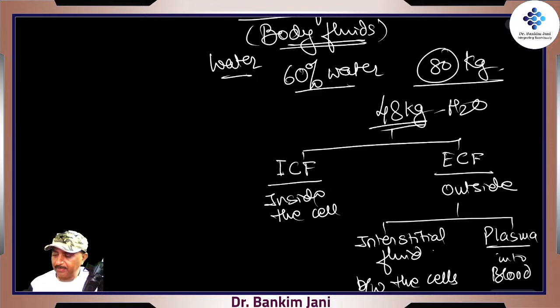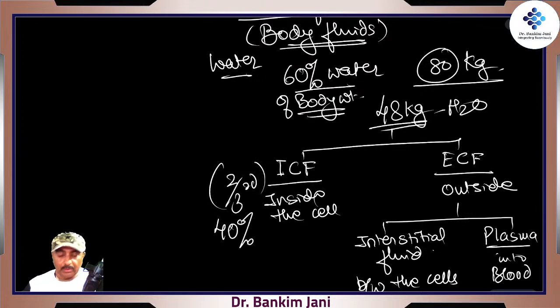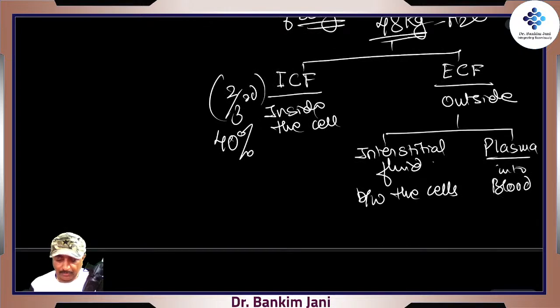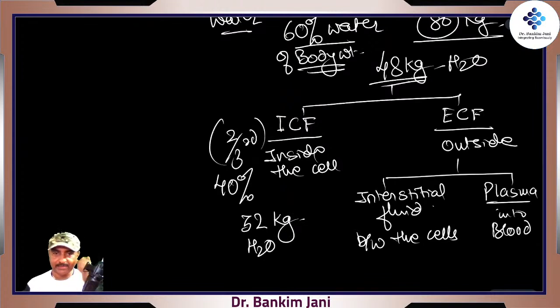60% water, 60% of what? 60% of body weight, okay? Out of this 60%, 40%, right? So that is about 2/3, right? That is 40%, is inside the cells. So with our calculation, it would be what? 40, so 8 4s are 32, so 32 kilogram. 32 kilogram water is inside the cells, correct?